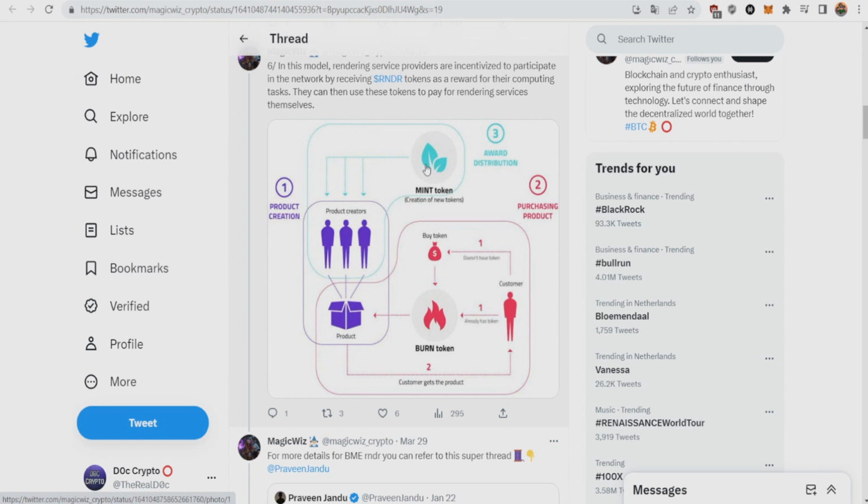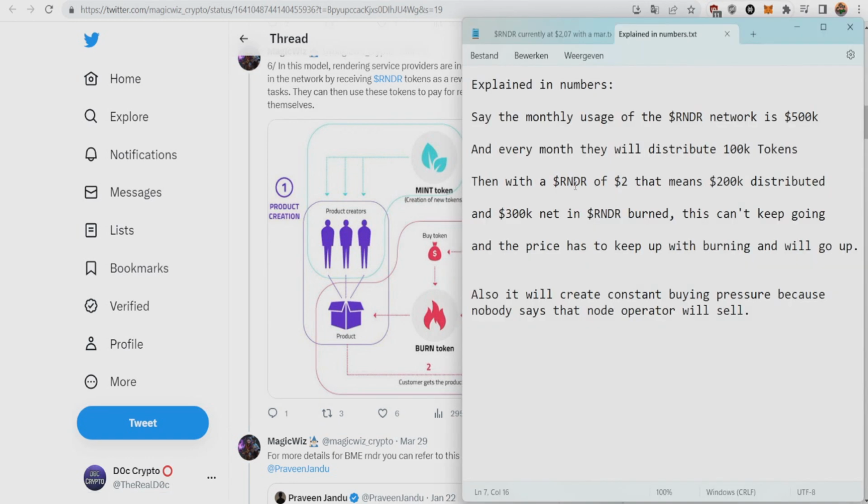But what does this actually mean in numbers? So basically, let's say the monthly use of the Render network is like $500,000, which is actually right now, and every month they will distribute 100,000 tokens. Then with Render at $2, that means $200,000 in distributed tokens and $300,000 in net burned tokens. So this can keep going, and the price has to keep up with the burning and will go up.